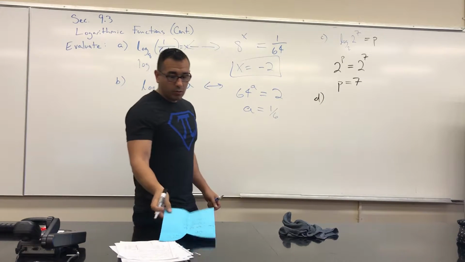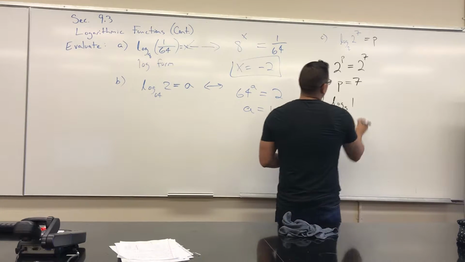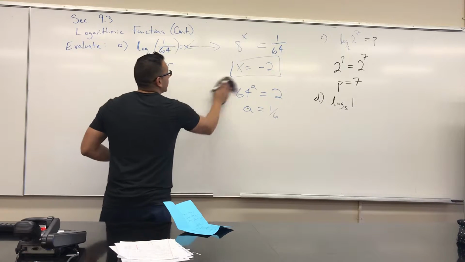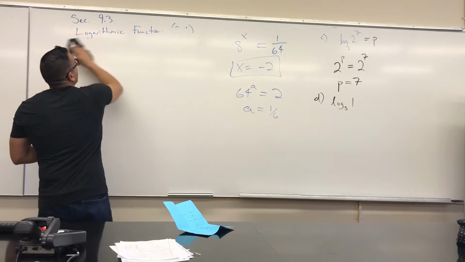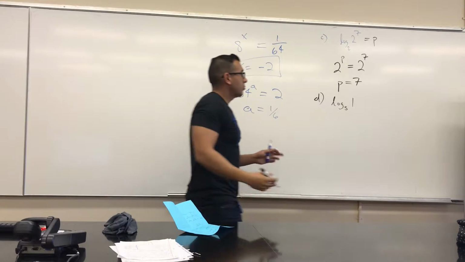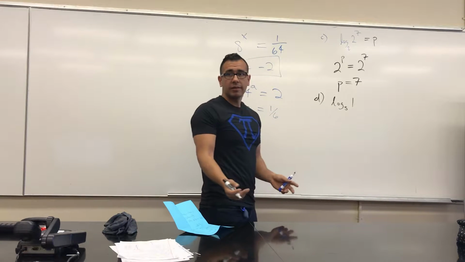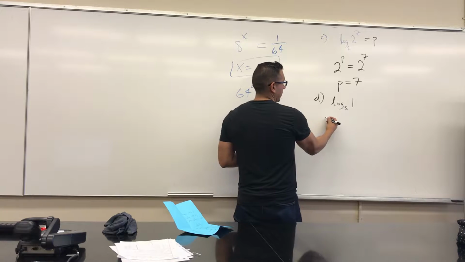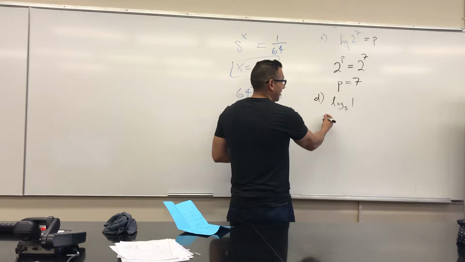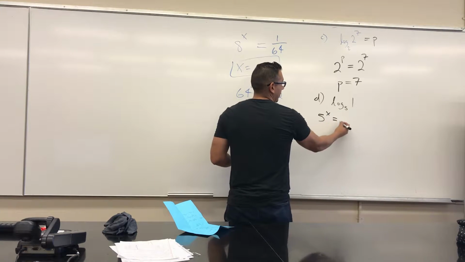Alright. So let's go with log base 5 of 1. Let's rewrite this. I'm not going to set it equal to anything. I'll let you guys decide. How do you want to rewrite this? That's one idea. Let's get another one. 5 exponent x equals 1. Good.